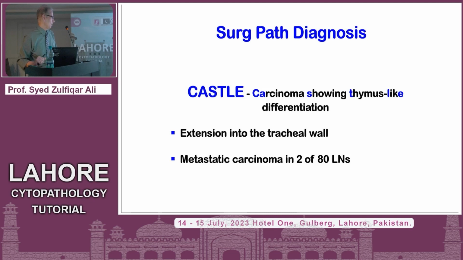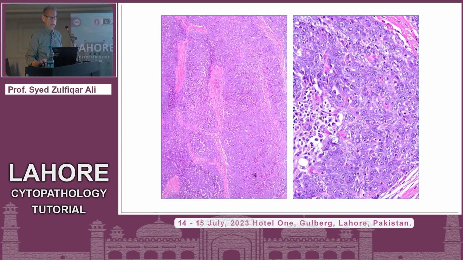It was very interesting. It extended into the tracheal wall with 2 of the 80 lymph nodes positive. And this is what you see here. The thymic remnants in thyroid can develop into thymoma or all the way to thymic carcinoma. And one of the most common phenotypic appearances of thymic carcinoma is the lymphoepithelioma-like, which is shown here. So that's why I said you have seen it elsewhere.